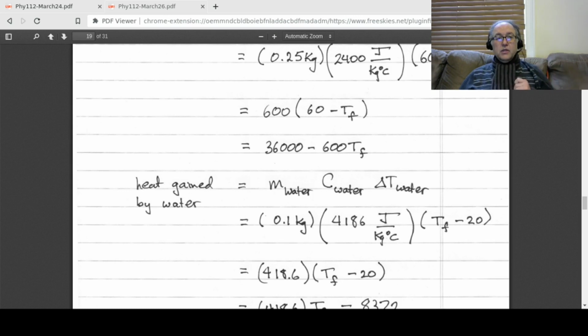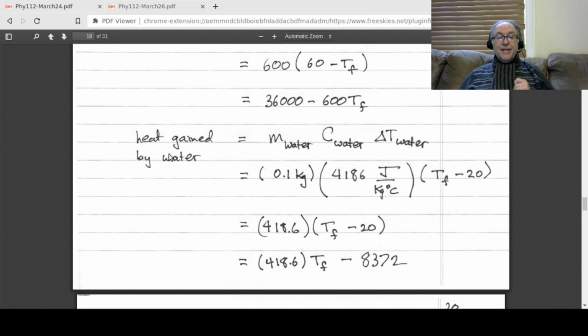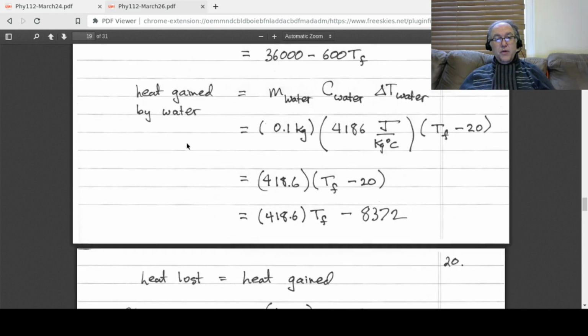What's the story with the water? With the water, it's the same thing, but now it's the heat gained by the water. The heat gained by the water is just going to be MC delta T, all for water. The mass of the water is 100 grams or 0.1 kilograms. The specific heat of the water is 4,186 joules per kilogram degree Celsius. The change of temperature in the water is now the other way around, because TF is a higher temperature and 20 is the lower temperature. So TF minus 20 is the temperature change of the water, because the water starts off at 20 degrees and heats up to TF. Again, I just simplified that for you.